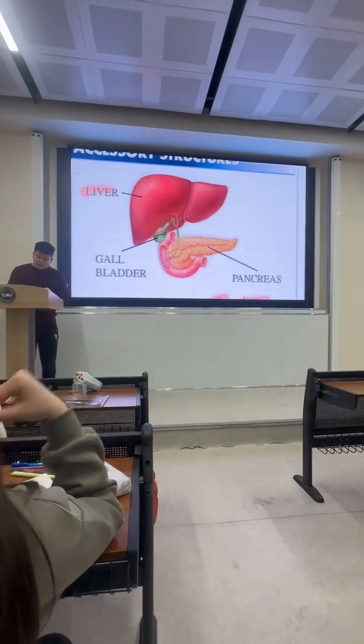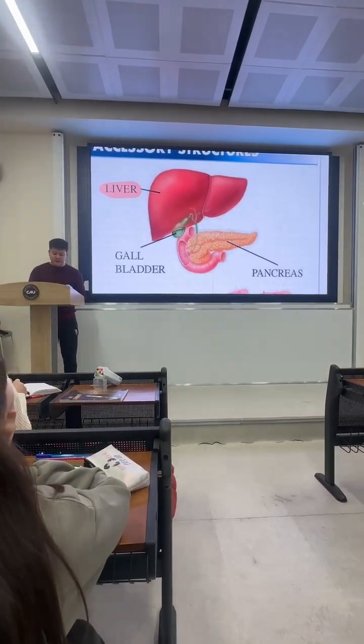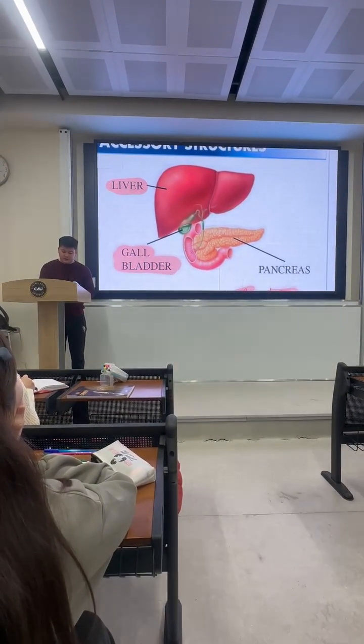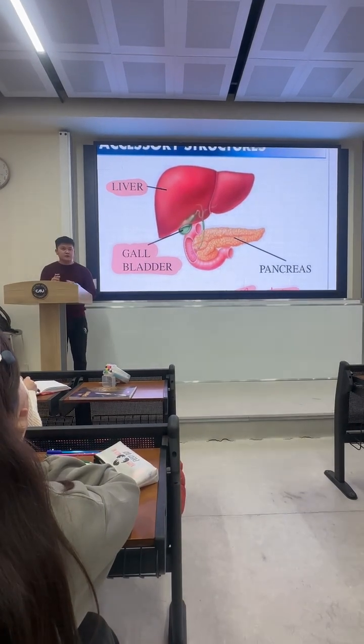This is your liver. The liver is also an accessory organ, and this is your gallbladder, where it's located.